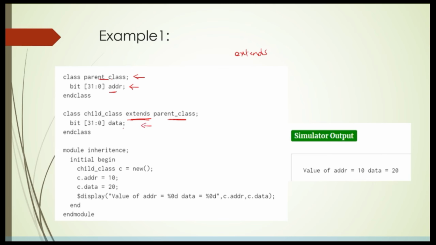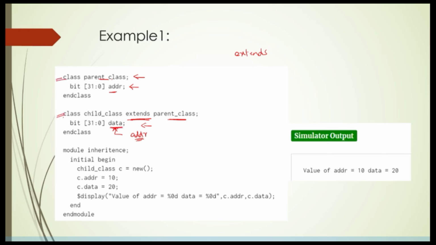Now along with that, as I told you, if this child class has any individual properties, those are also used by this child class. Now if you see here, this child class has the property data. Along with this, since it is extended from parent class, it also has ADDR as a property. Got my point? Yes. Now again I have taken two classes.